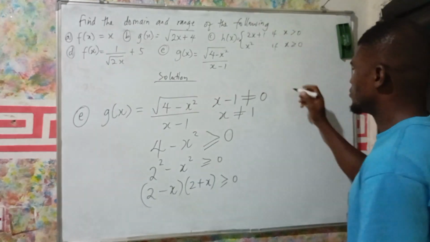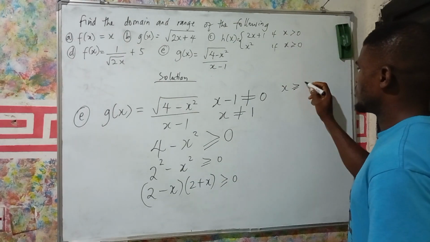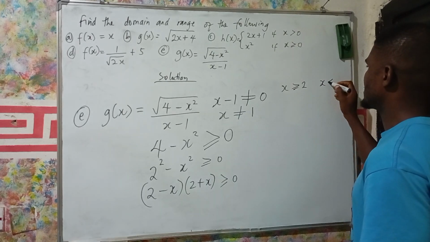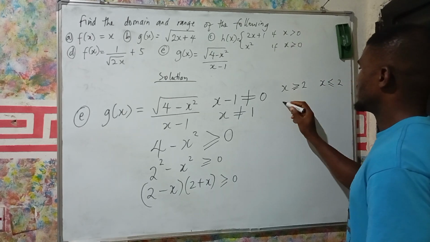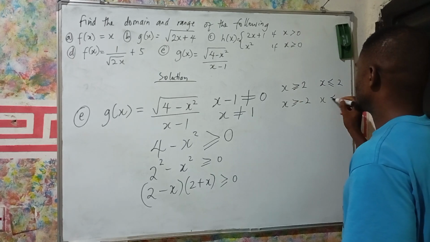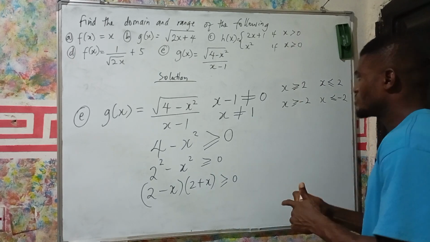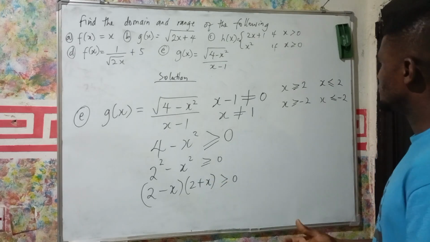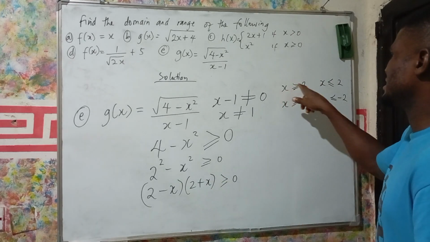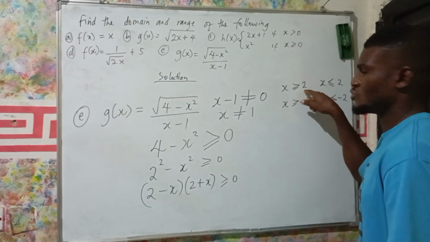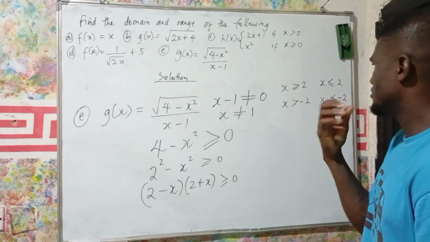So we can then go on to say that x is greater than or equal to 2, x is less than or equal to 2, x is greater than or equal to minus 2, and x is less than or equal to minus 2. These are the sets of values that we need to test here. Testing these values, let's look at this one: x is greater than or equal to 2. Let's say x is 3.